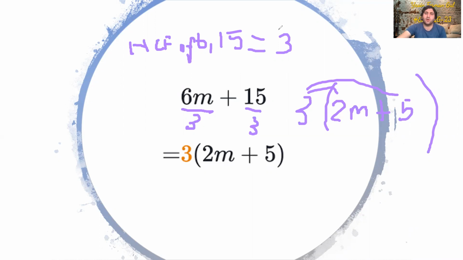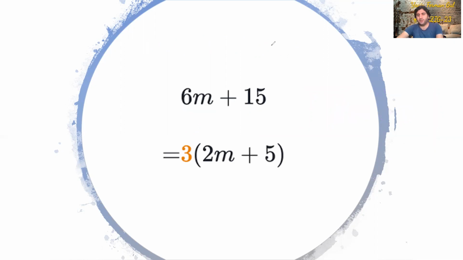Okay, so this is how we do it. The first thing is we're going to find the highest common factor of the terms, and then we divide the expression by that highest common factor, and we'll get the other factor.